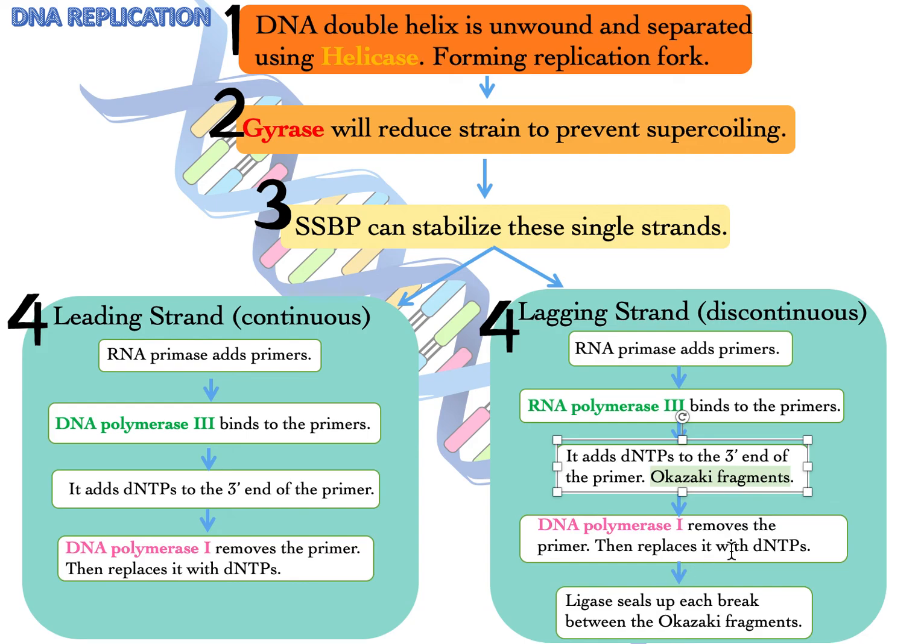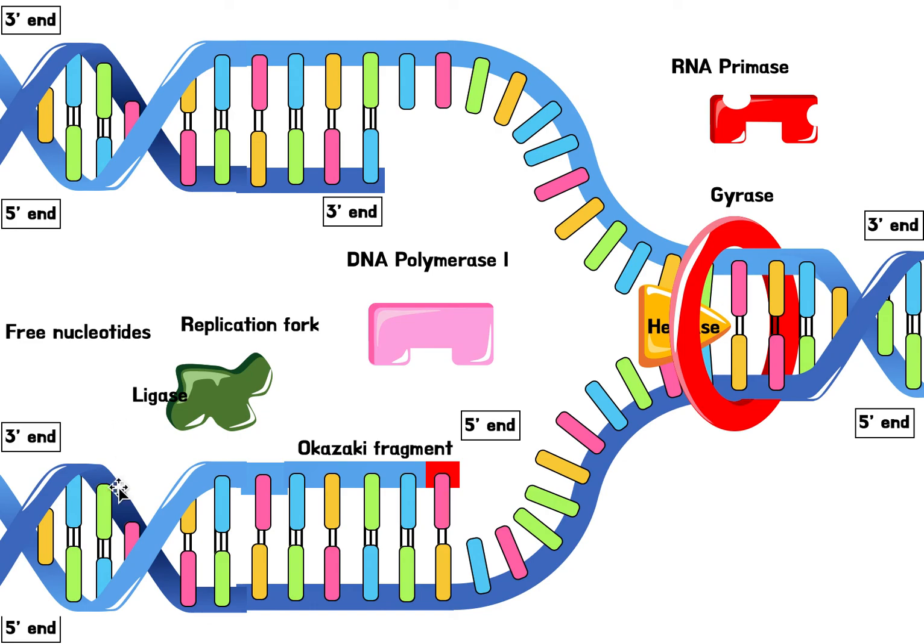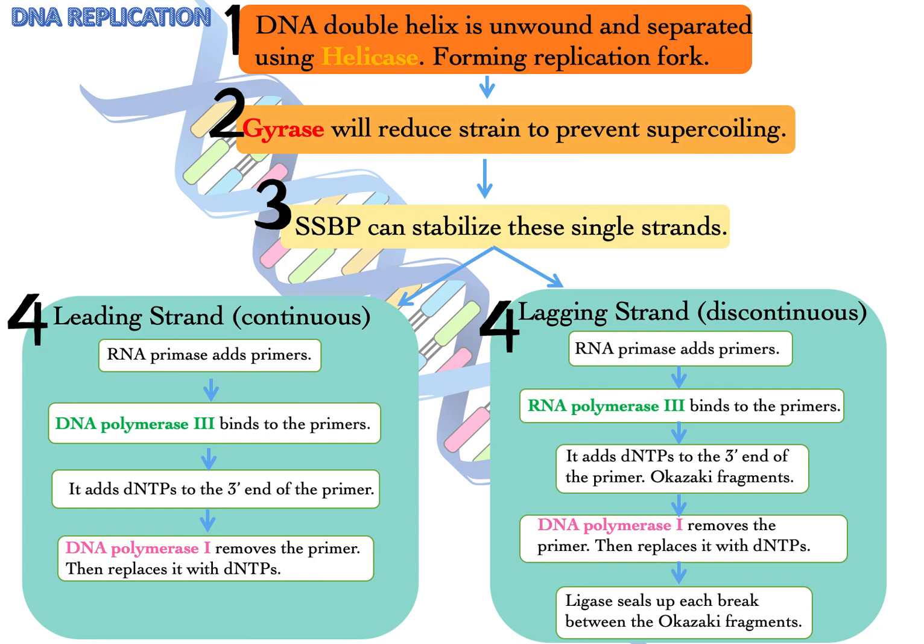Then it has one extra step, because there are these small gaps in between the Okazaki fragments. Then we need an enzyme called ligase, which will seal up these little breaks in between the Okazaki fragments. And then lastly, the DNA will recoil. And now we basically form 2 separate DNA strands. So once we go through the entire DNA, we'll have 2 completely separate identical DNAs. That is DNA replication for you.